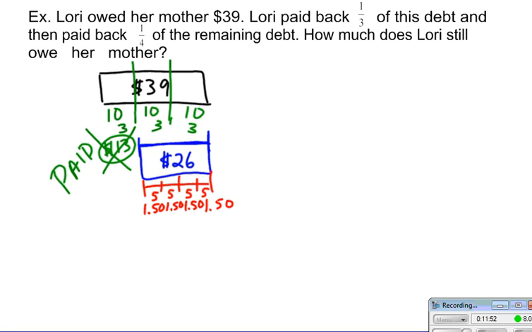So that means each of those groups is worth $6.50. And so we said she paid back one of these quarters. So now 3 quarters are left owing. So she owes her mom 5, 10, 15, 16, 17, 18. She owes her mom $19.50.